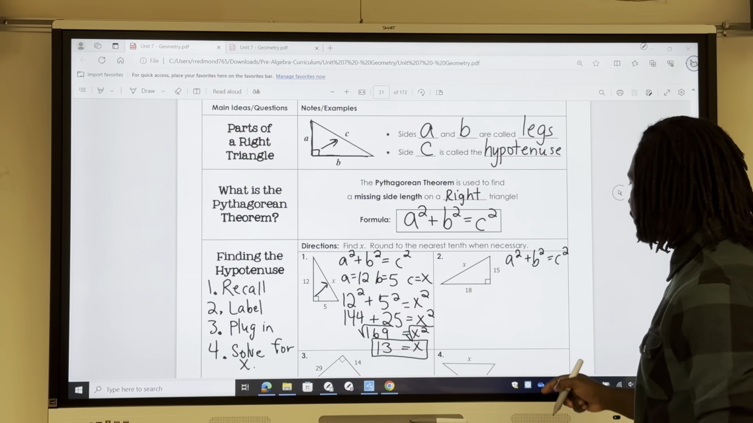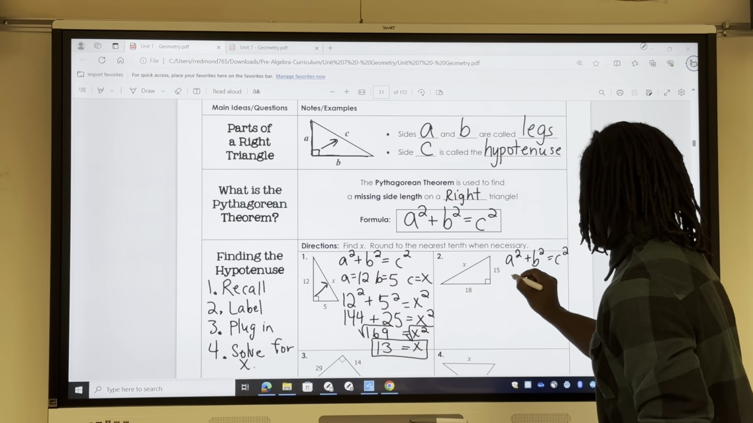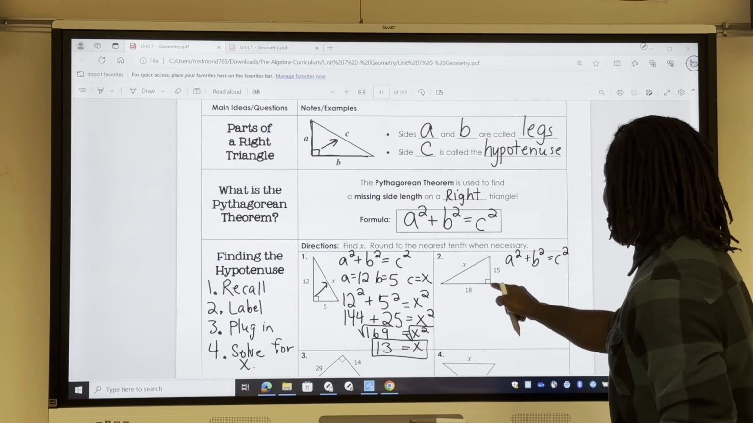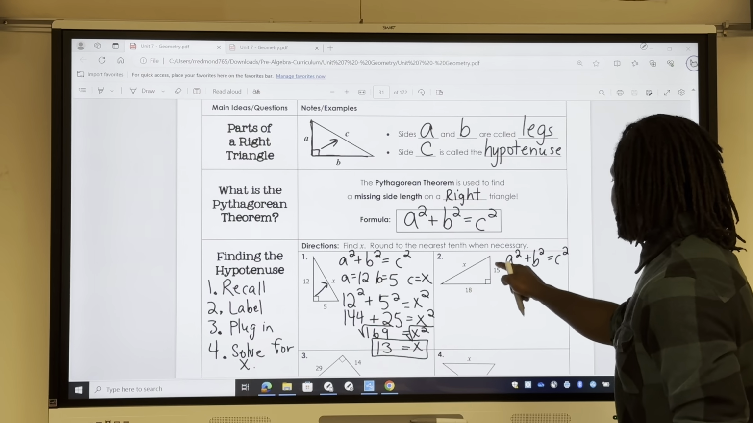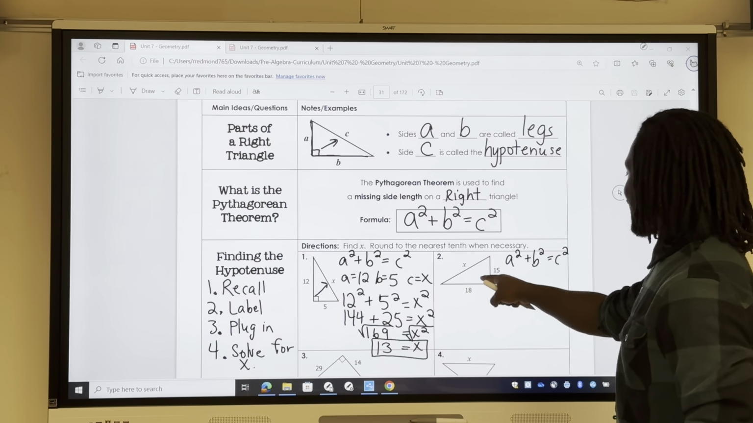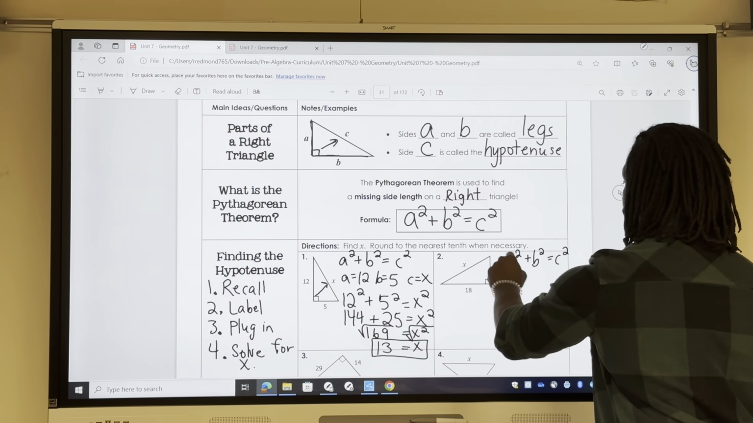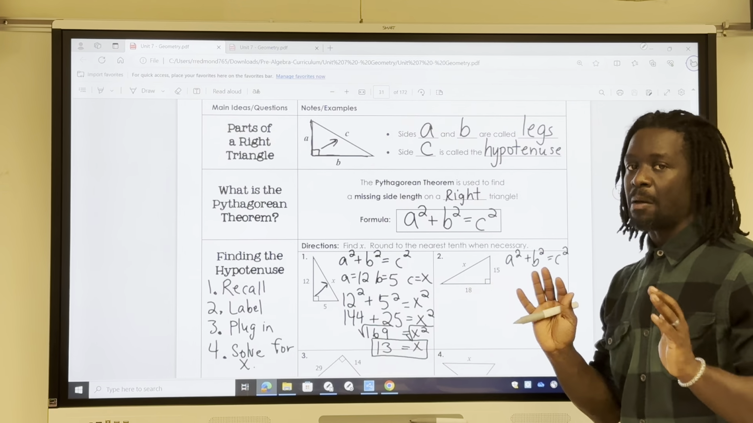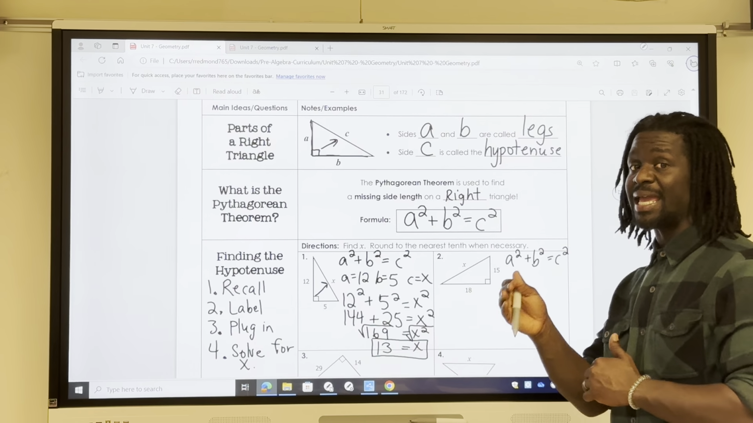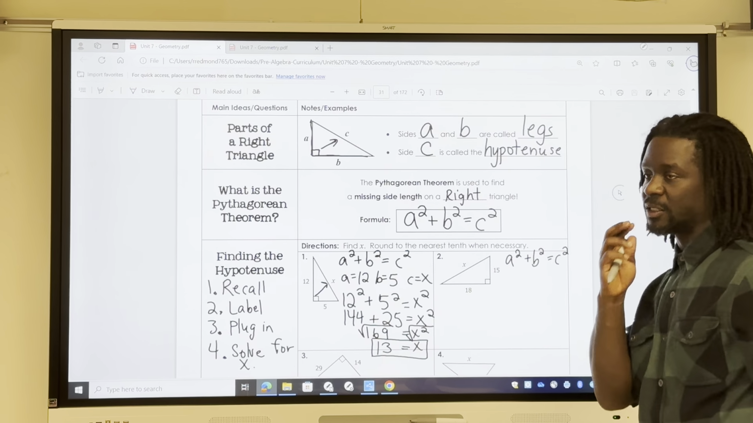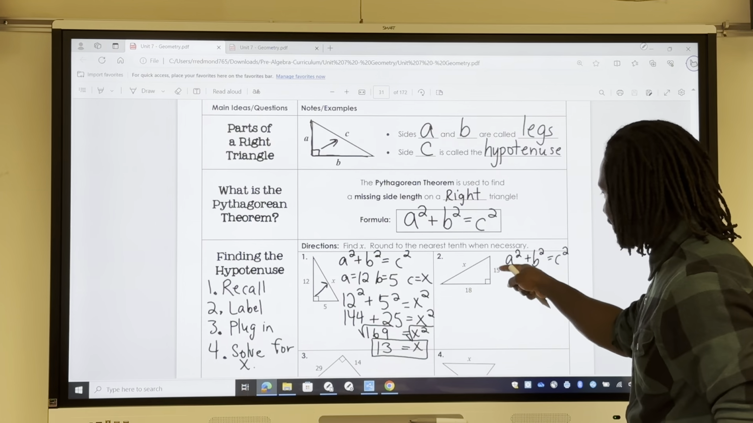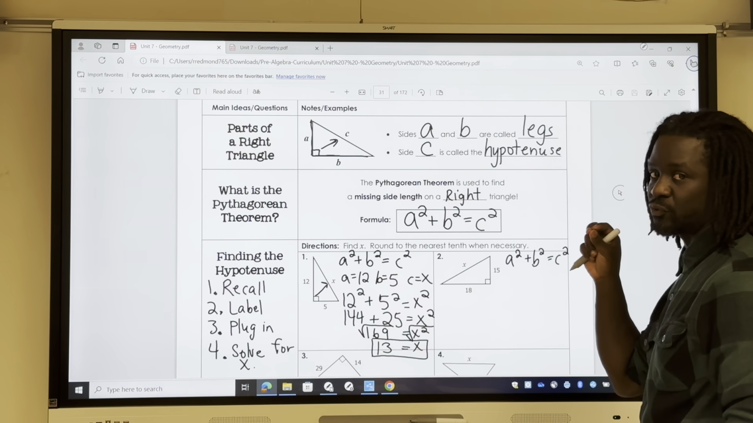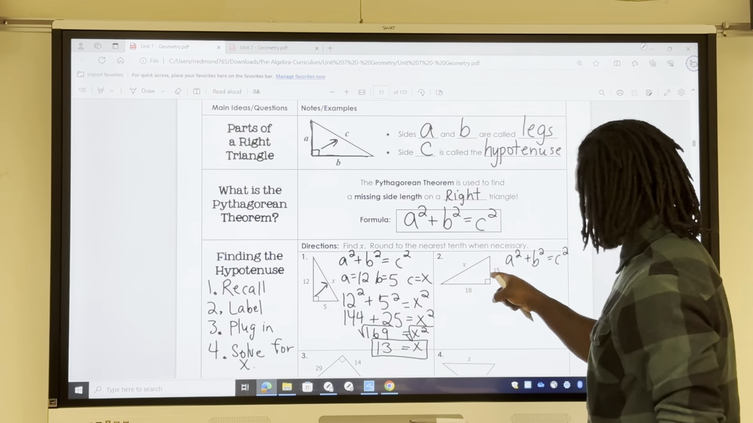And then I'm going to label for this one. Again, remember the a and the b is where the right angle is formed. So these two are the a and the b. And truthfully, where you put the a and the b doesn't matter. If you get a different a or a different b, that's not going to change anything, as long as you have the right two. The one that you cannot change is the c.